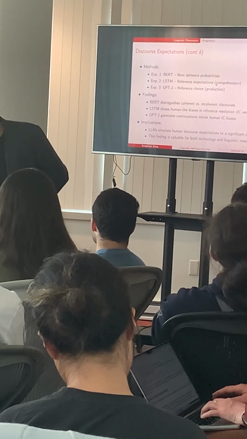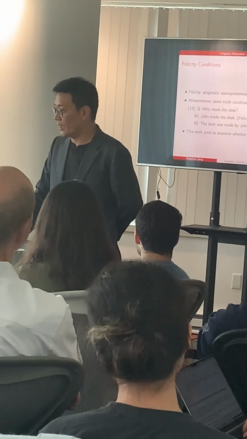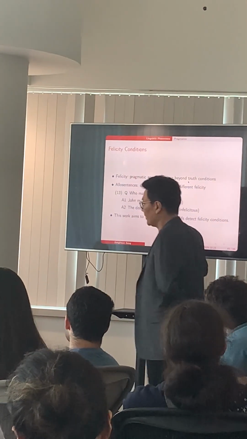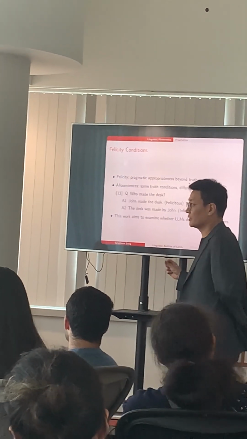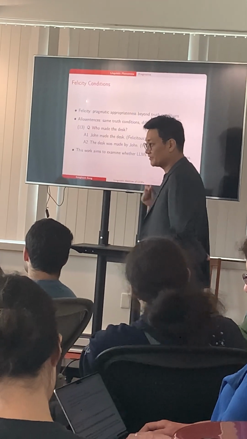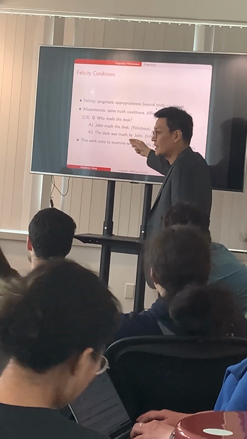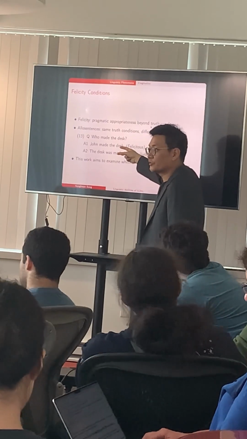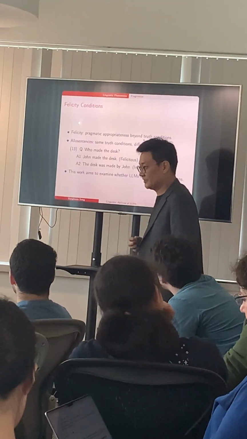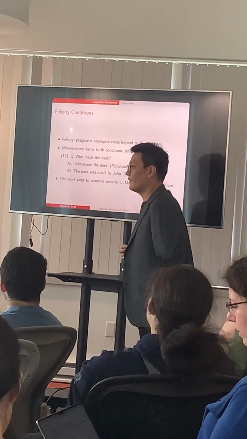Okay, and then this one, felicity condition. I also tested this kind of thing with English large language models and English data. For example, felicity refers to the pragmatic appropriateness of question and answering. For example, John made the desk, and the desk was made by John. These two sentences share the same truth condition. This one is a passive sentence, and this one is the corresponding active sentence. But they are not equivalent to each other in terms of the felicity condition.